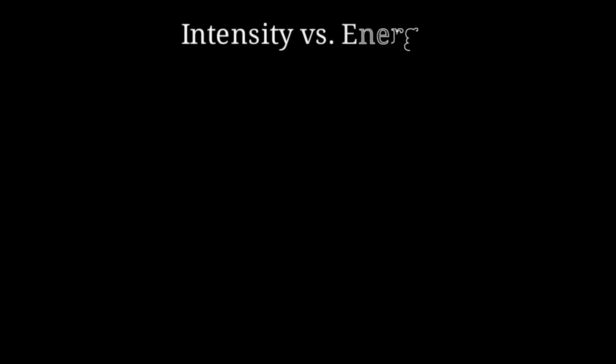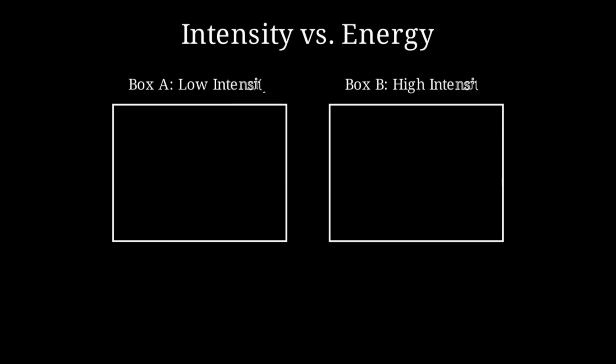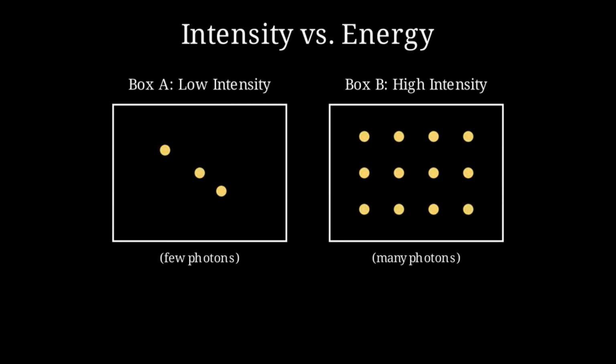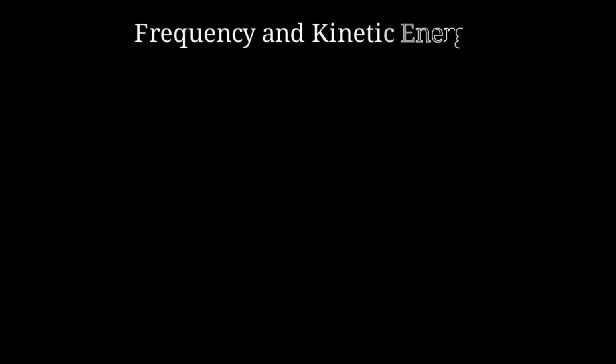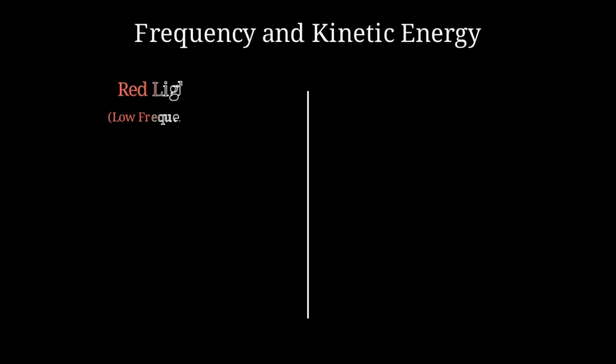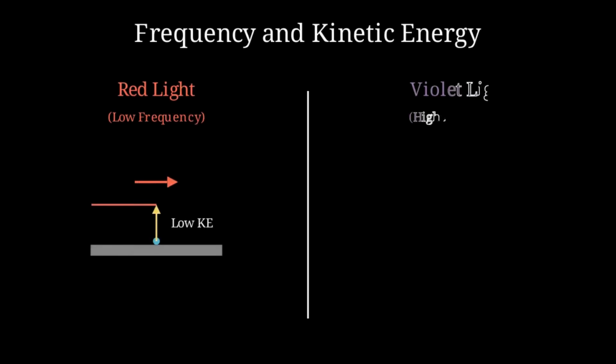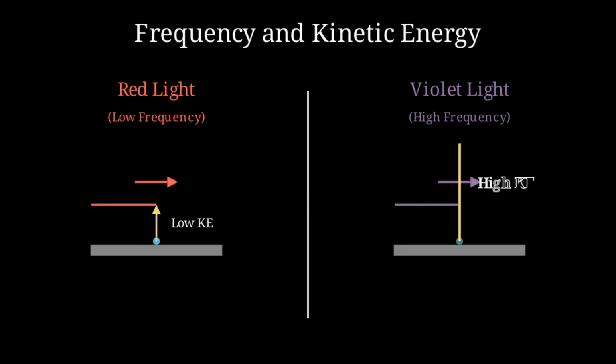Increasing the intensity of the light means sending more photons per second. This results in more electrons being ejected, but it does not increase the speed or kinetic energy of the individual electrons. To increase the kinetic energy of the photoelectrons, you must increase the frequency of the light. For example, violet light will eject electrons with more speed than blue light because its photons carry more energy.